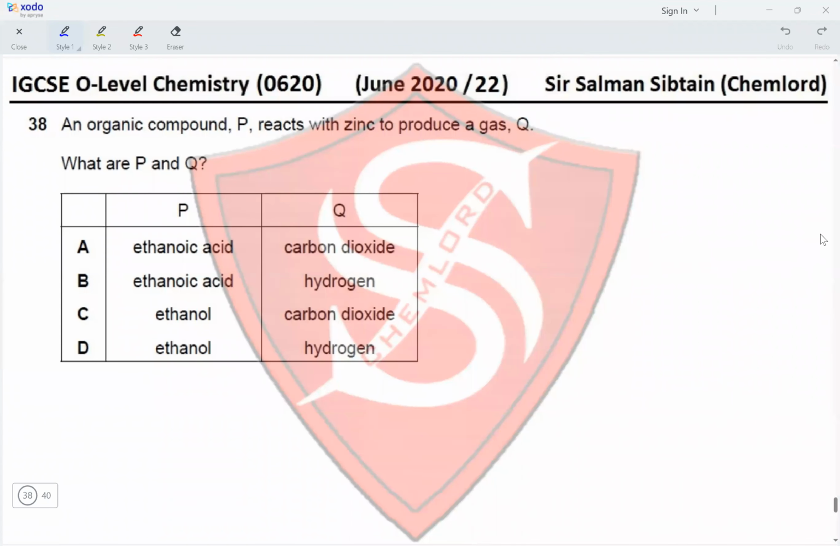Question 38. An organic compound P reacts with zinc to produce a gas Q. What are P and Q? So if it is reacting with a metal, it should be an acid. So ethanoic acid and ethanol. So ethanol would be incorrect. Ethanoic acid would be correct. And next, the gas Q produced. Since metal is reacting, the gas produced would be hydrogen and not carbon dioxide. This makes option B the correct option for this question.